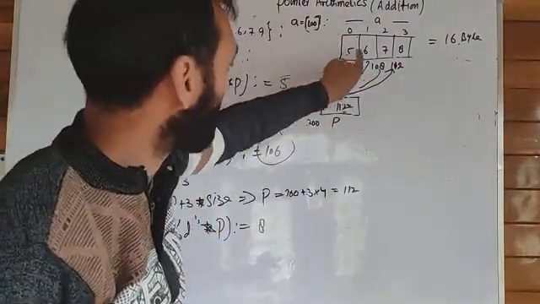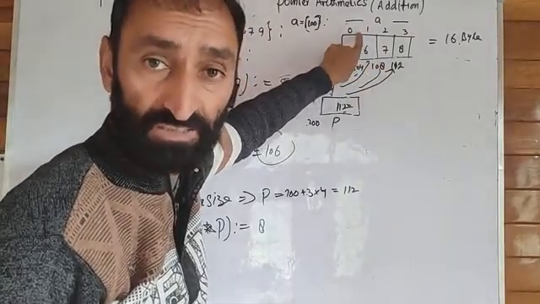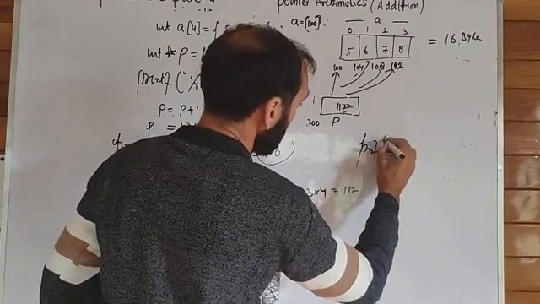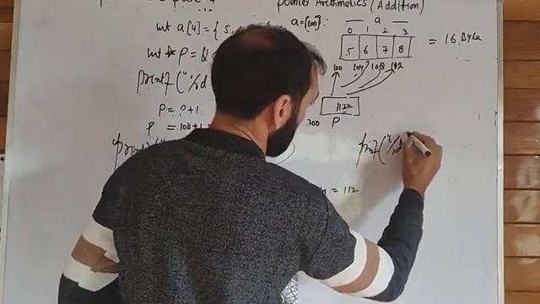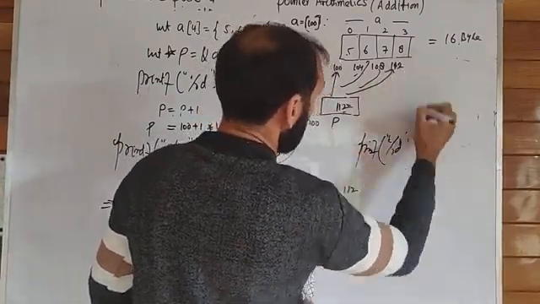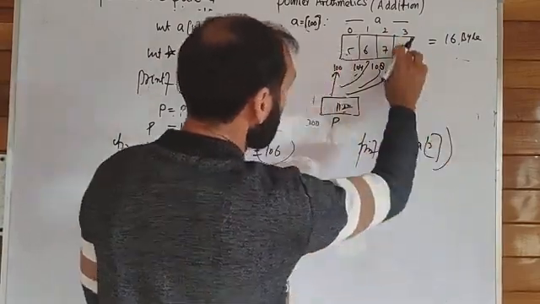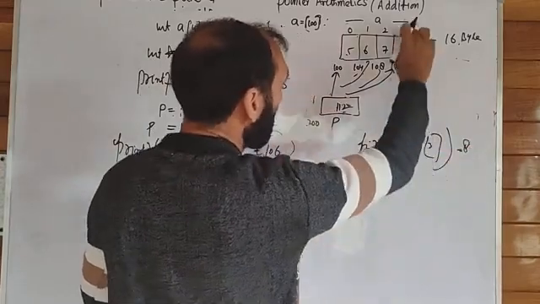First, we can access the elements of an array through their indexes. If I want to print a of 3, I write print a of 3, and the value at a of 3 is 8.